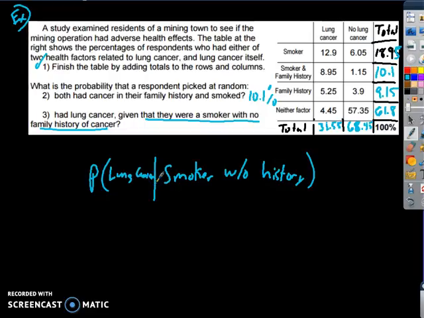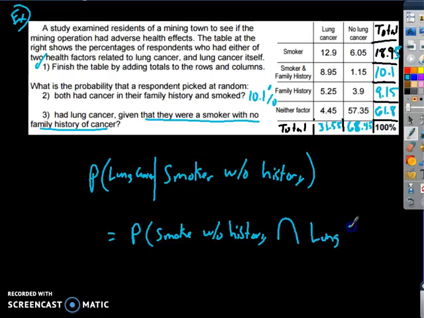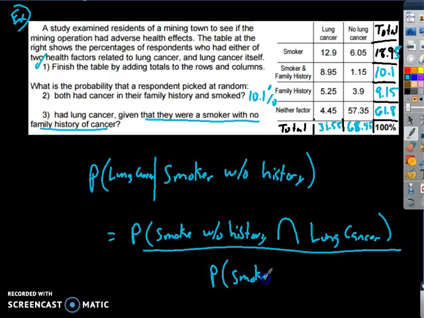All right, so you want to know the probability they're going to have lung cancer given that they're a smoker without family history. So that probability is the probability of them as a smoker without history and they also have lung cancer, over the probability they're a smoker without history. And that W/O means without.